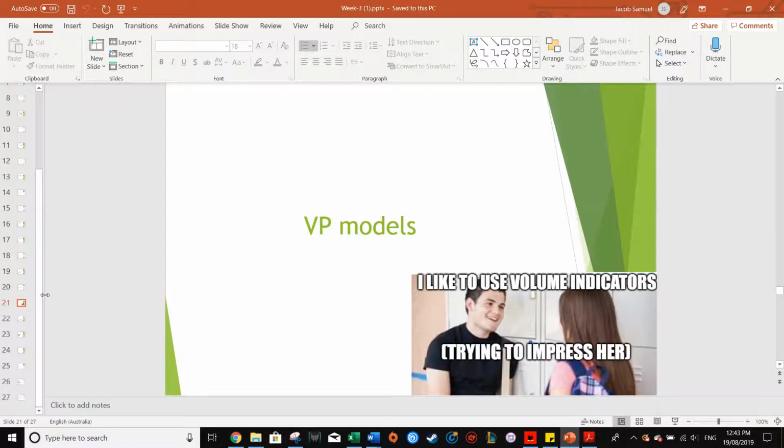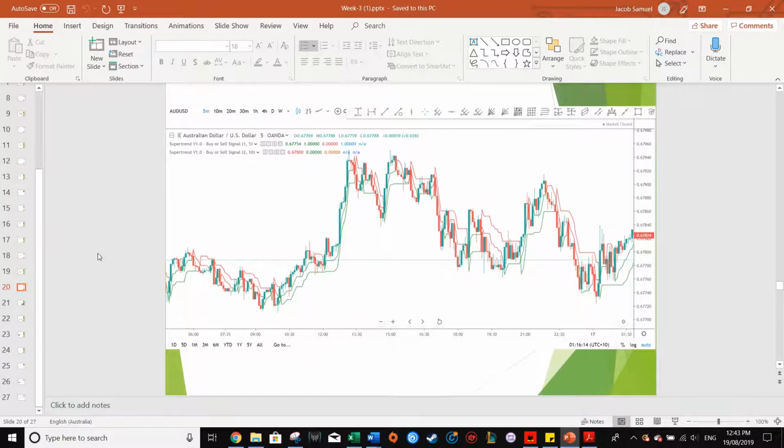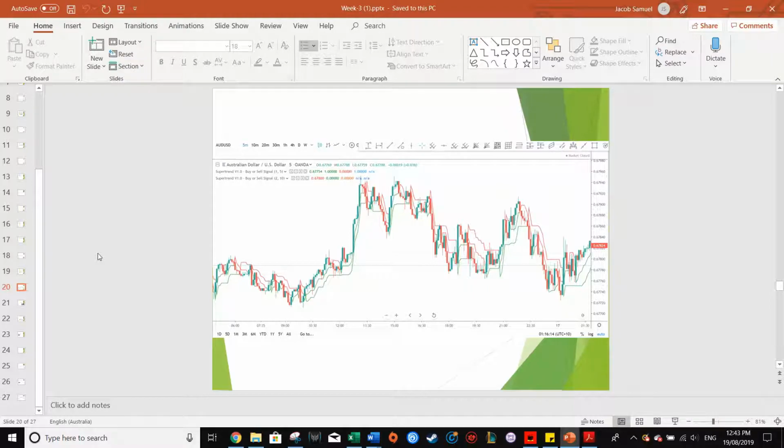Alright, so basically, that's super trends. Volume indicators, by the way, are trash. Don't use volume. It's literally how I don't like using it. If you want to use volume, go for it. And basically, Jacob will do volume profiles, which is a much better volume indicator.